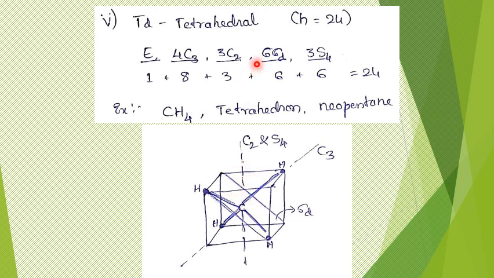And to understand six sigma D's is very simple. To make one sigma D, what we require is two edges, and for a cube we will have 12 edges. So 12 edges in total should give us six sigma D's. So that is the point group tetrahedron.